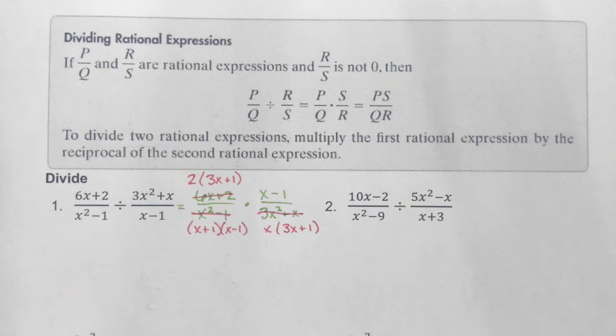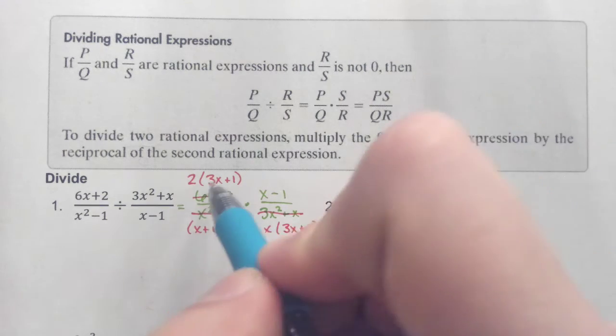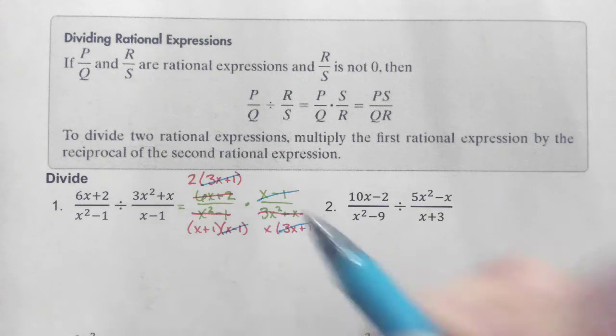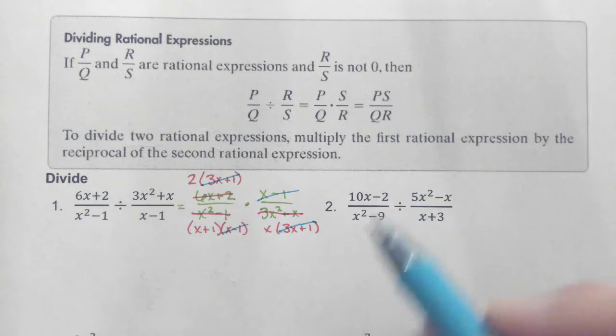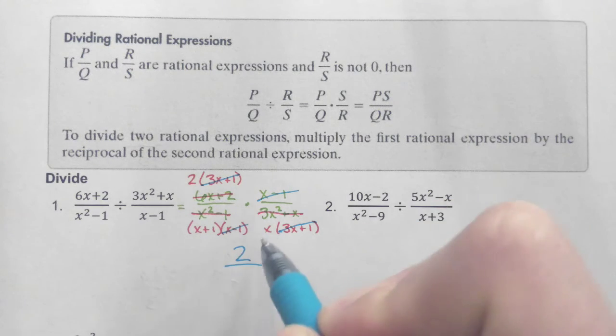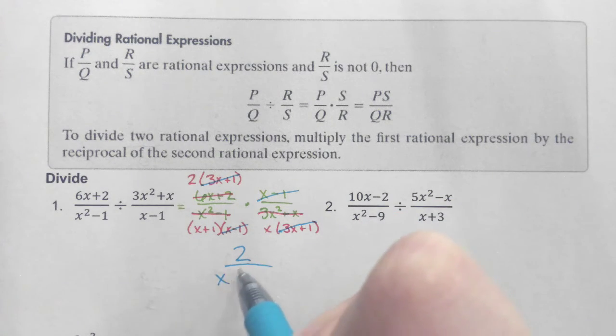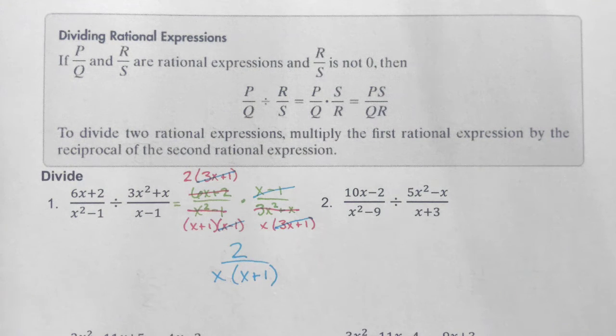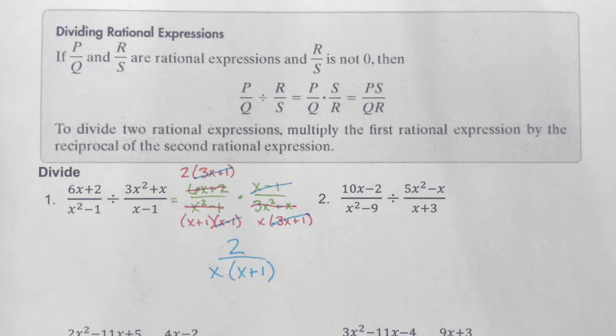Now I'm just going to cross things out that match. I see the 3x plus 1's match. I see the x minus 1's. And that's going to be it. So it looks like my final answer is going to be the 2 that's left on top. The x I'm going to put out front of the x plus 1 because that looks better. And there you go. Again, you do not need to multiply those together. That's just more work than what you really need to do.